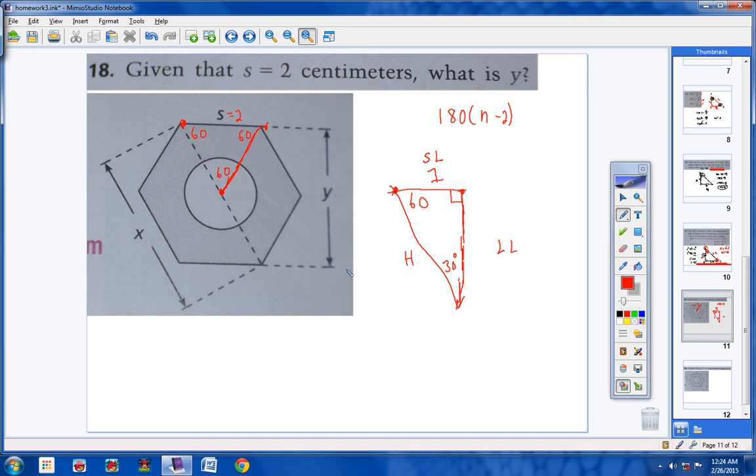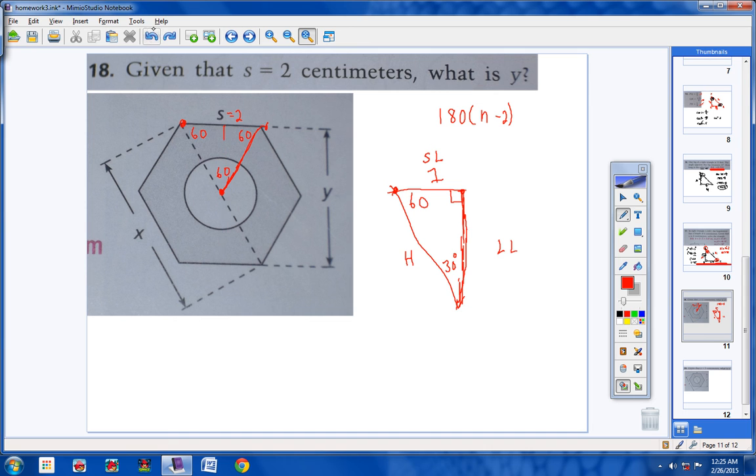Now this is the side right here that I want to find the length of, my longer leg, which is this length here. And then once I find that length, I'll multiply it by 2, and that'll give me the entire length, which is what will equal y. So I'm going to find this length right here.